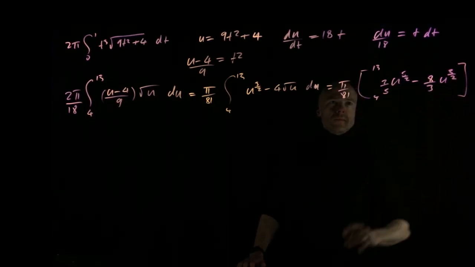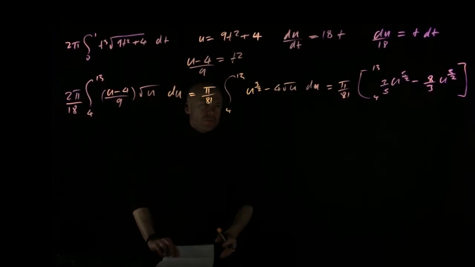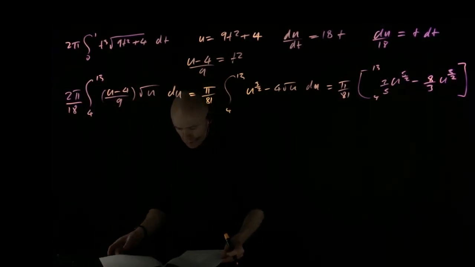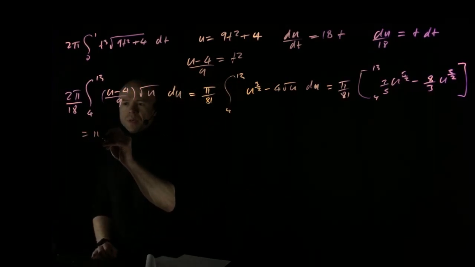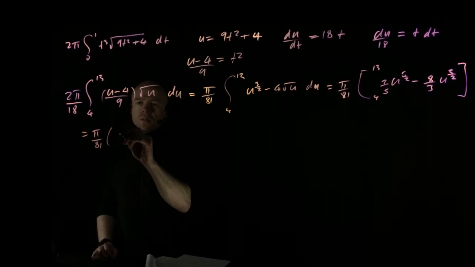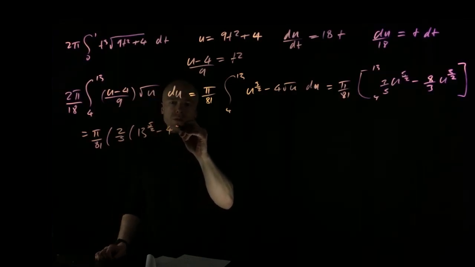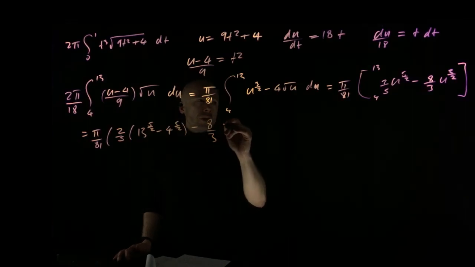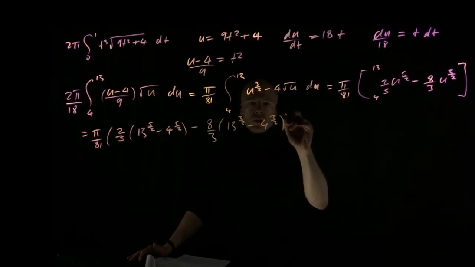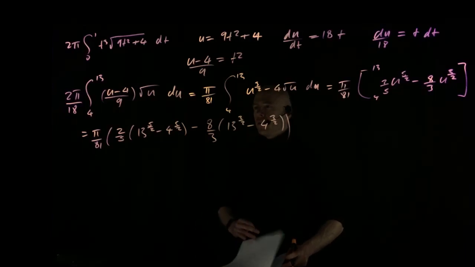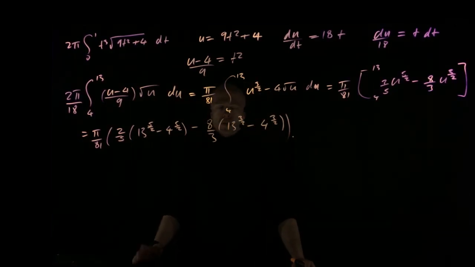All right. Then we just put numbers in, right? So we put the numbers in. At this point, we get pi over 81. And then we have 2 over 5, 13 to the 5 over 2, minus 4 to the 5 over 2, and then minus 8 over 3, 13 to the 3 over 2, minus 4 to the 3 over 2. Lots of numbers. Well, that's not simplified any further. It just turns out to be some particular number. Okay? This is, nevertheless, the correct answer.